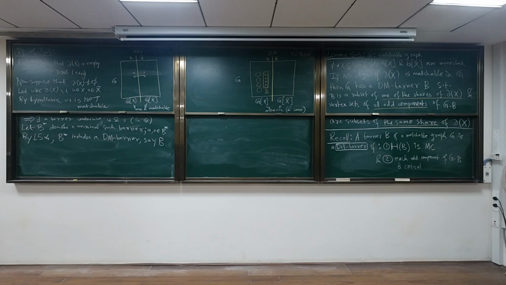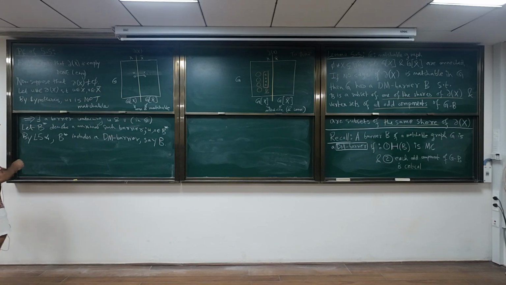Supposing I convince you that every odd component of G minus B lives in one of the two shores. So either it is completely contained in X or it's completely contained in X bar. Then can we finish the proof from there? Can we try to first think about that?